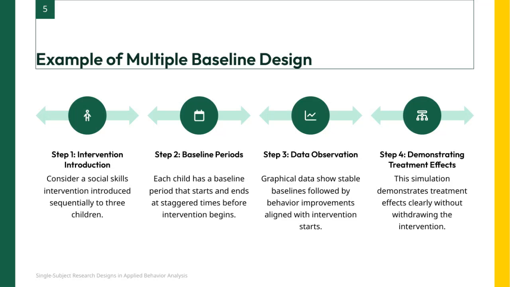Here, we have an example of a multiple baseline design in action. First, we introduce a social skills intervention to 3 children, but not all at once. It's done sequentially, one after another. Each child has their own baseline period, and these periods start and end at different times before the intervention kicks in. When we look at the data, we see stable behavior during these baselines, which then improves right after the intervention begins for each child.